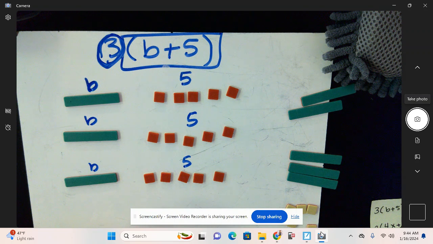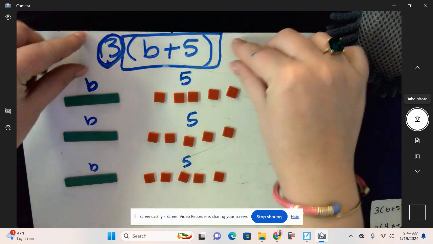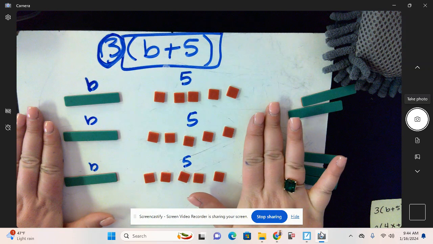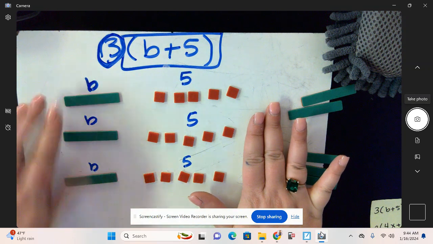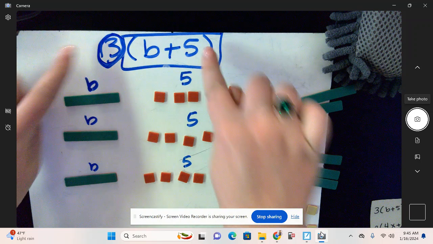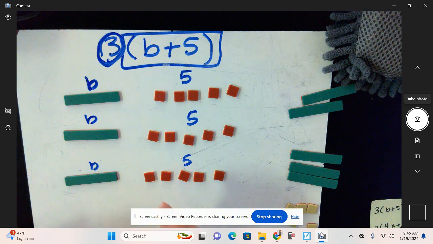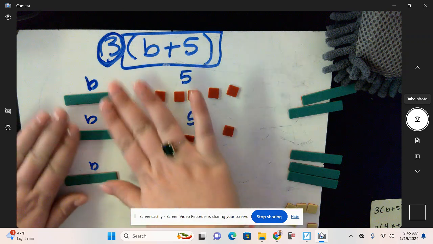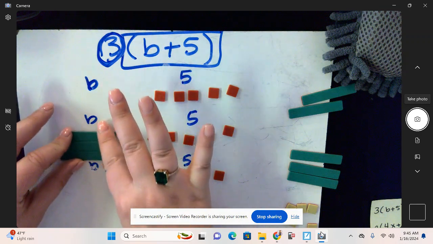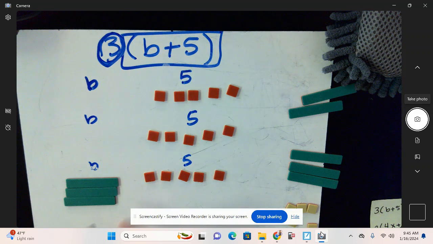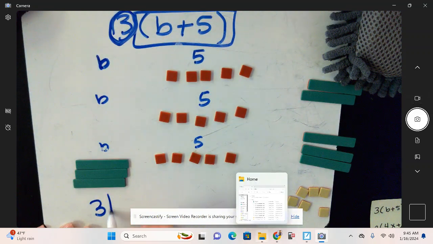All right. The directions of this prompt is to simplify using the distributive property. This problem right here represents this. Okay? We have 3 groups of this. So we have 1, 2, 3 groups of b plus 5. Simplify means to make it smaller. So we're going to shorten it. We're going to put together the things that are the same. So I can put these things together. How many b's do I have? 3. So I have 3 b's.